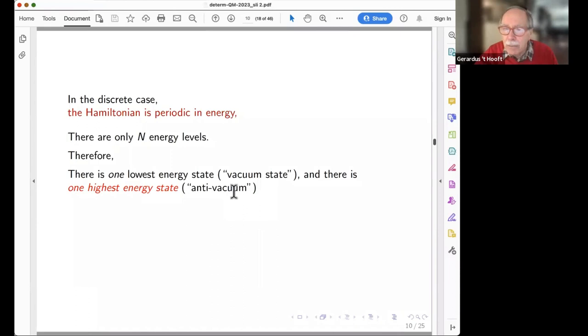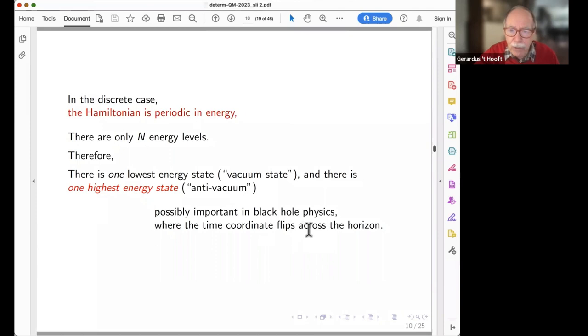I'm not going to use the anti-vacuum very much in this talk, but later, if we want to do the mathematics and extend our mathematical understanding as well as possible, you have to realize that many of your models will contain an anti-vacuum besides the vacuum. And as I said just before, it's important in black holes, because in black holes, time can switch to minus time and so on. So all the models I produce.